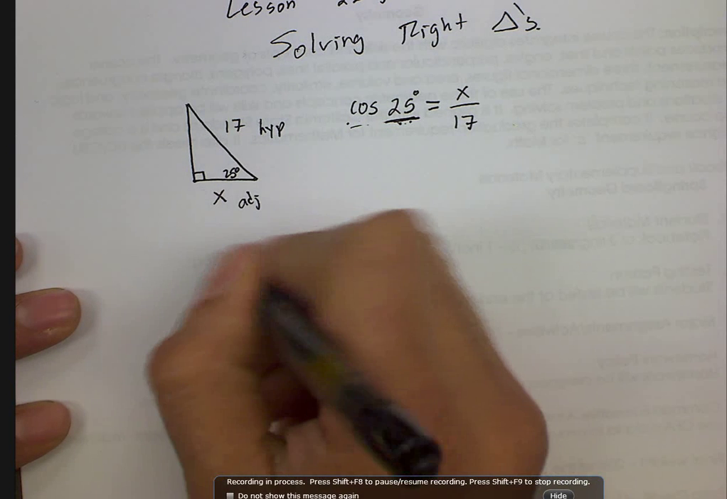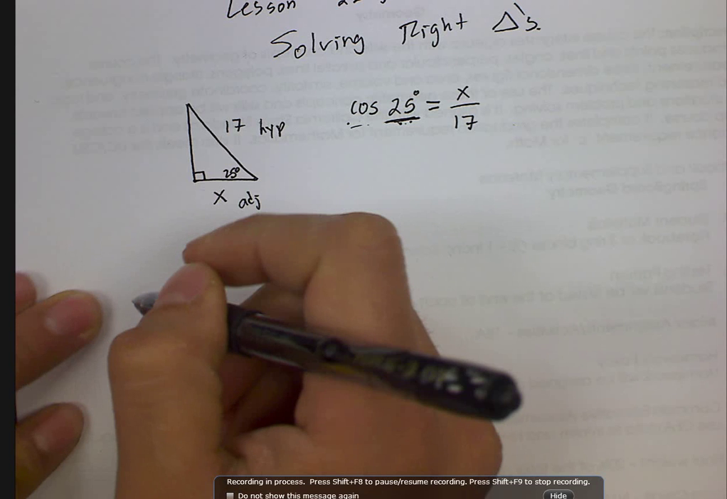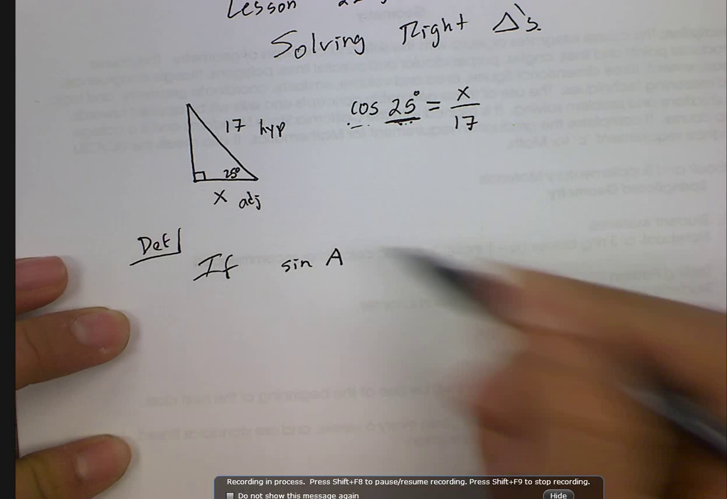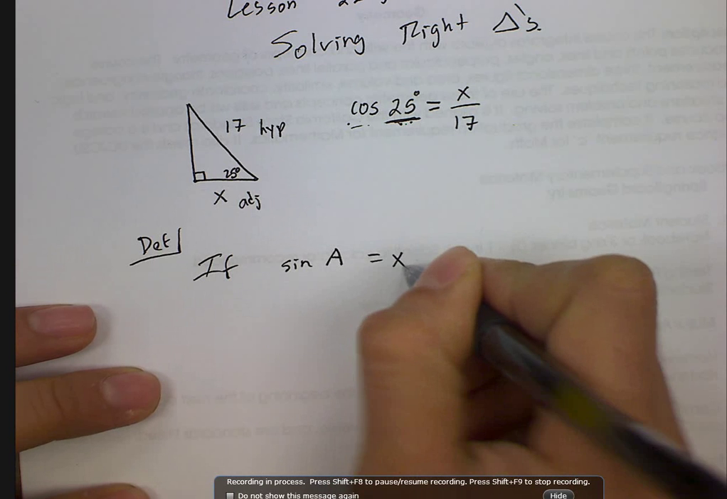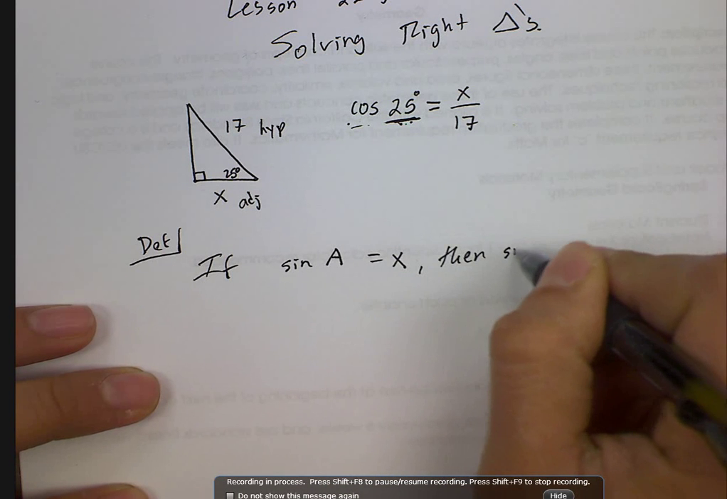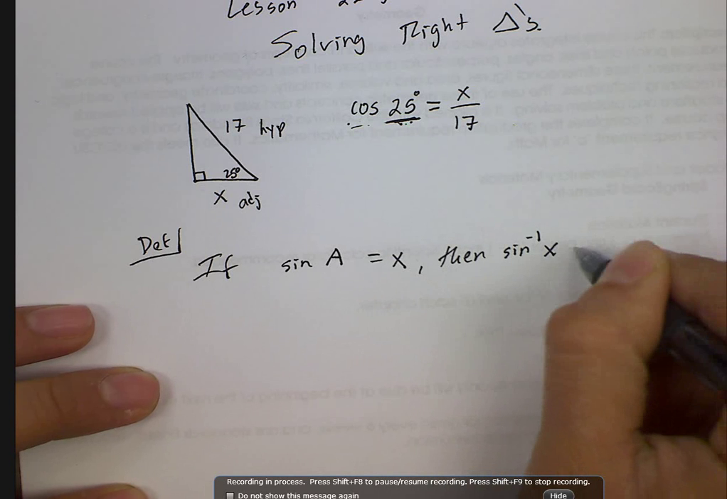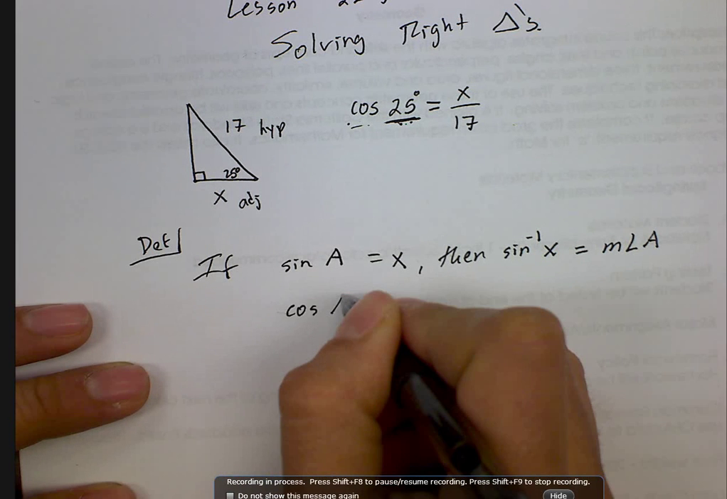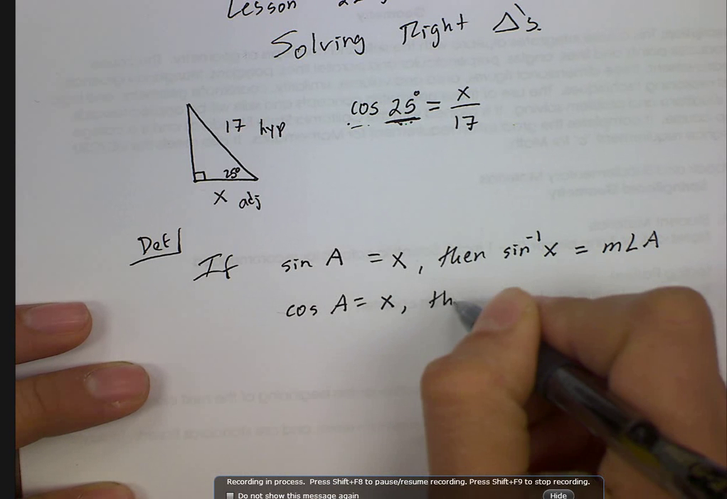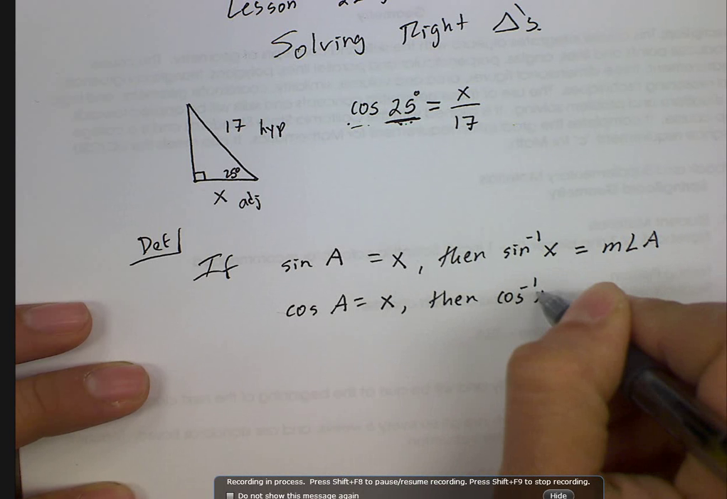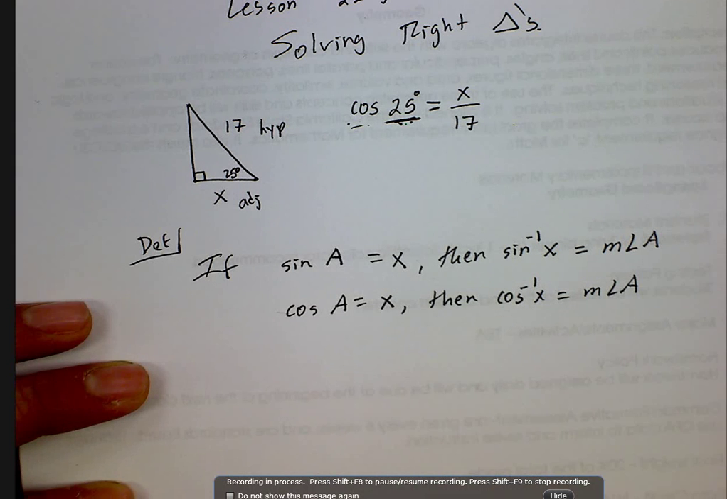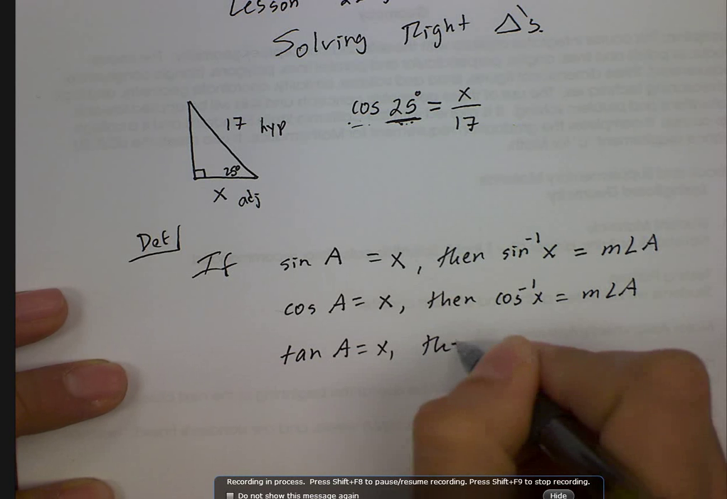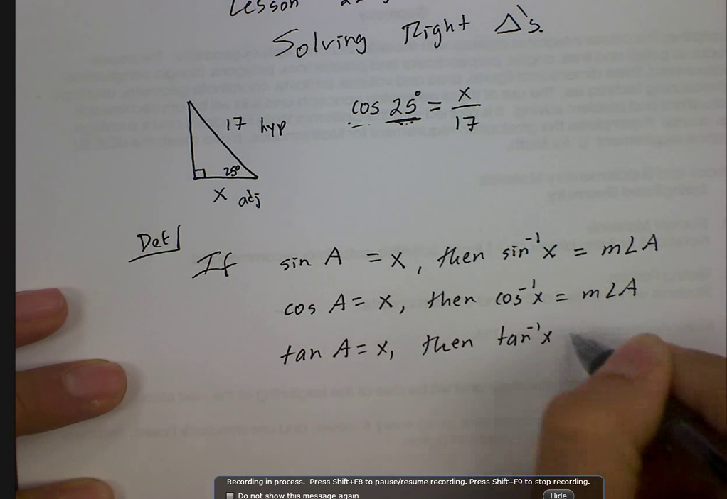So we can say it's the definition. If sine of A, meaning of any angle, is equal to x, then sine inverse of x is going to give you the measure of angle A. Similarly, if you have the cosine of A equals x, then cosine inverse of x is going to give you the measure of angle A. And then finally, if you have the tangent of angle A equals x, then tangent inverse of x is equal to the measure of angle A.